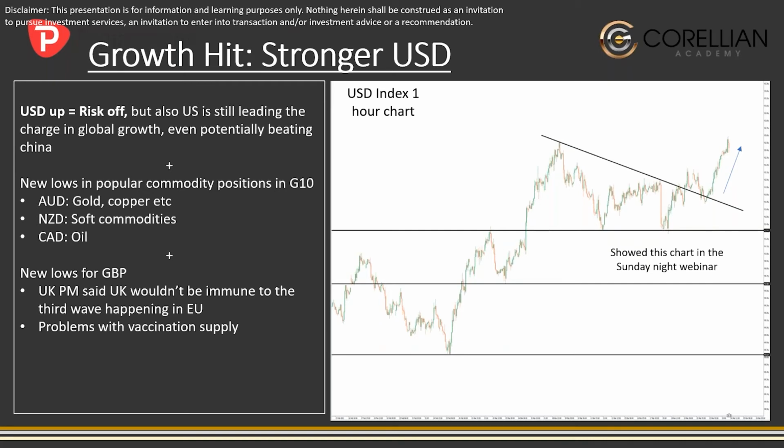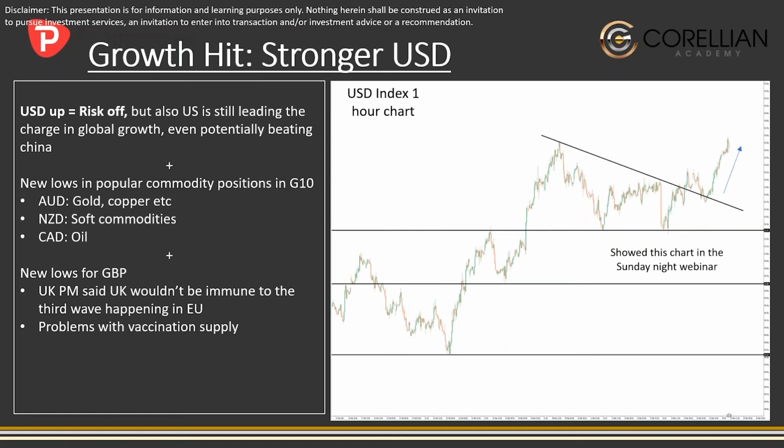Numbers come out about 5 o'clock tomorrow London time. But we had new lows in popular commodity positions. We saw Aussie, which has got gold and copper obviously attached to it, fall pretty hard yesterday. Kiwi got hammered for different reasons. We saw a big sell-off in bond yields in New Zealand. They're linking housing to inflation, structural change there. Canada, obviously on the oil move, has taken a hit as well.